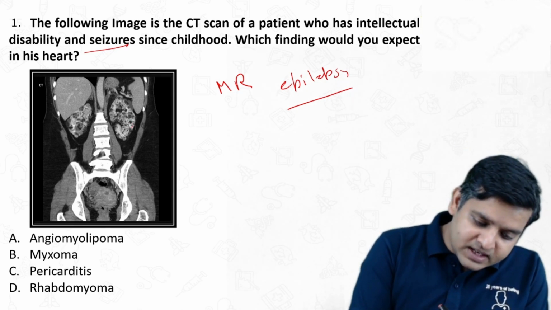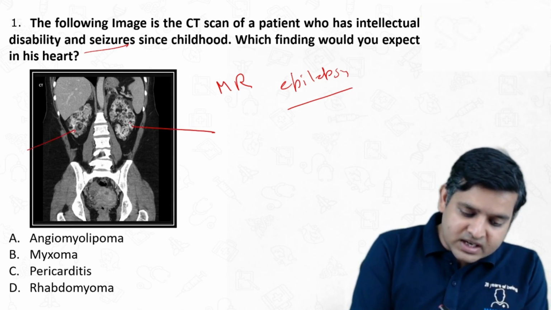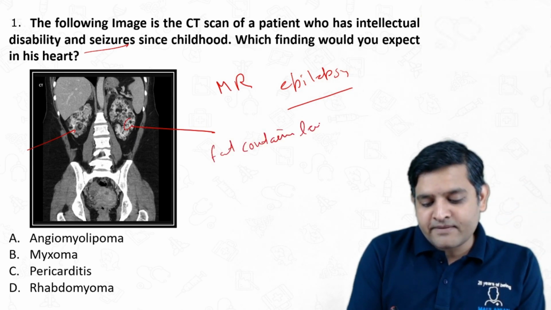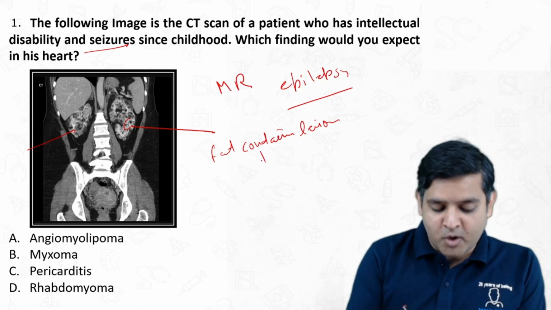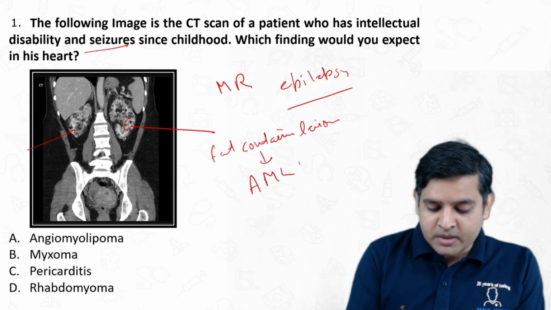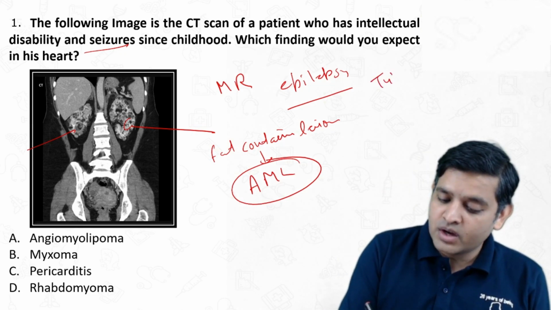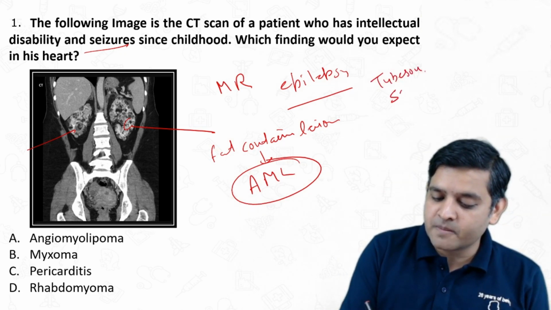In a CT scan, we are seeing bilateral kidneys which are containing multiple fat containing lesions. Multiple fat containing lesions in the kidney point towards angiomyolipomas, and you are dealing with a case of tuberous sclerosis.